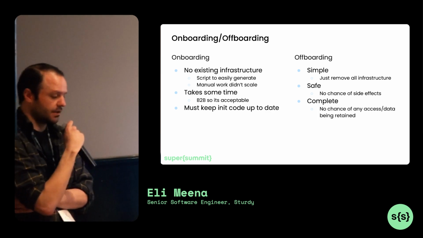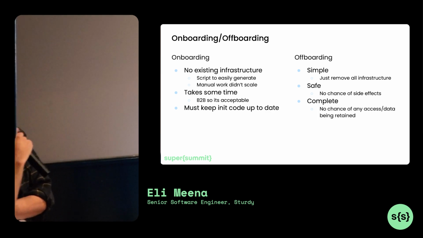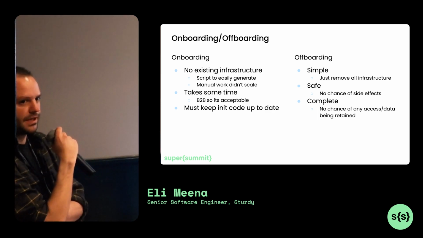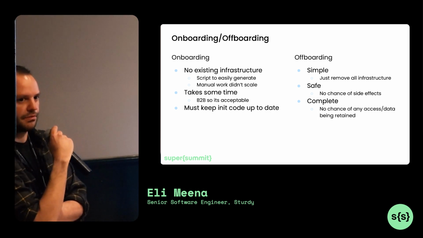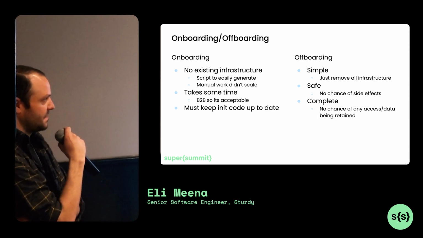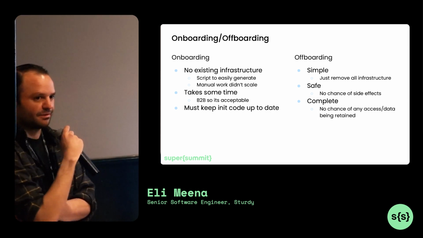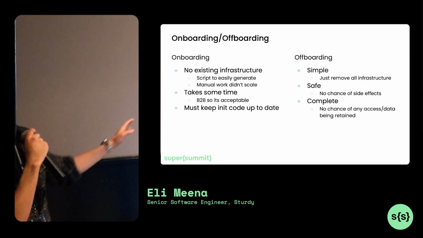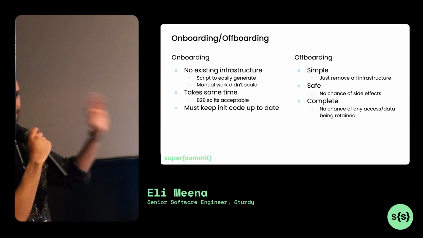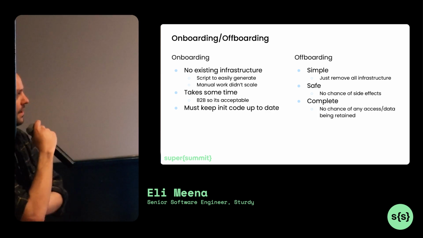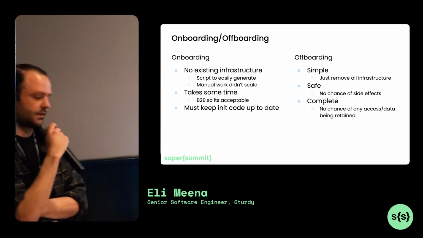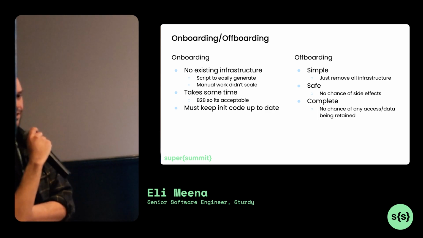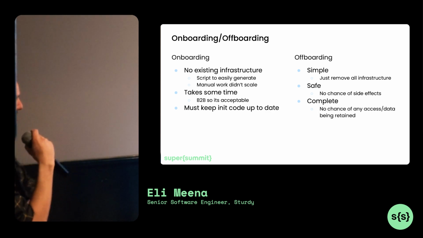So for offboarding, this is really where this kind of single tenancy shines. It's very simple. We just need to go and destroy the infrastructure we've created for them. And it's very safe. There's no chance of side effects. If I'm destroying this infrastructure, it's not going to affect any other tenant. There's going to be no outages. I'm not going to accidentally delete their data. And another great thing is it's complete. I can guarantee you if I delete your database, that data is gone. I can guarantee it.